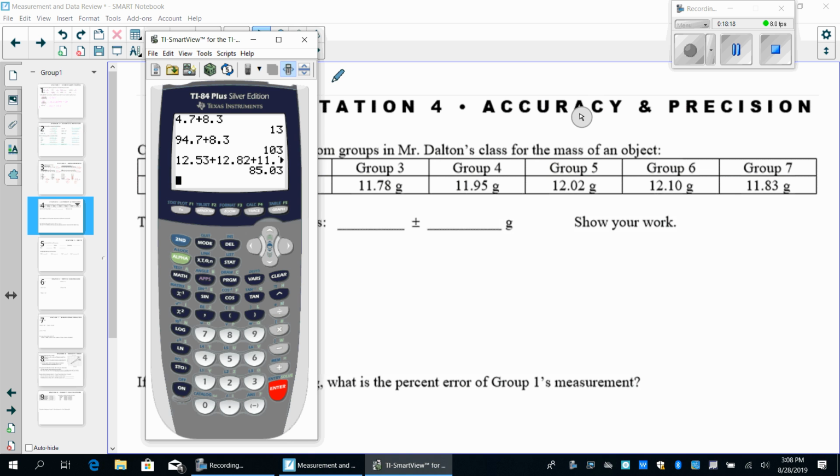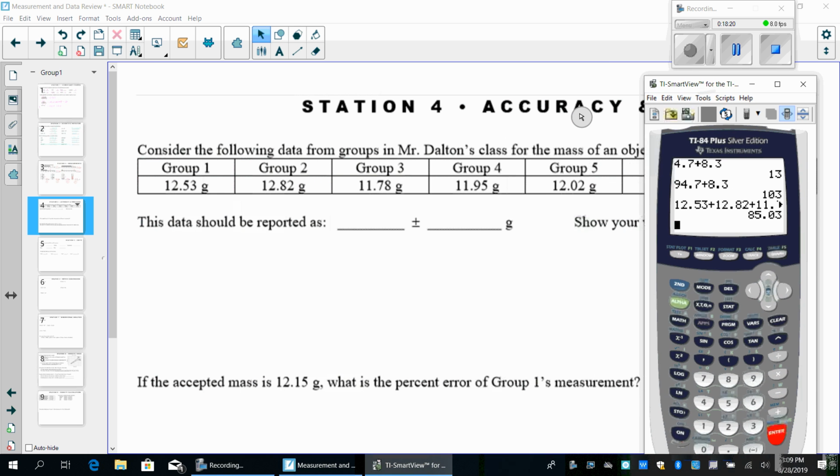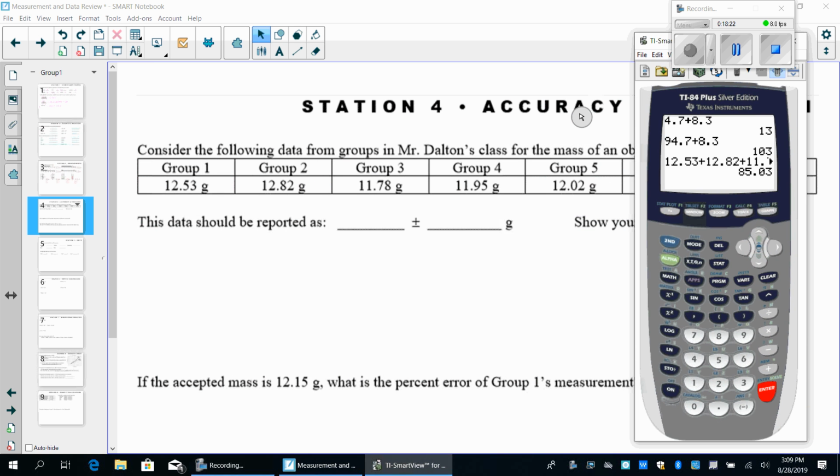You want to remember this is an average, so there are 7 groups. We're going to divide by 7. Okay, and you get a number that looks like this. Now, since all of those had 4 significant figures, then your average should show 4 significant figures, and you want to round to 12.15 because that 7 is going to round up to a 5.